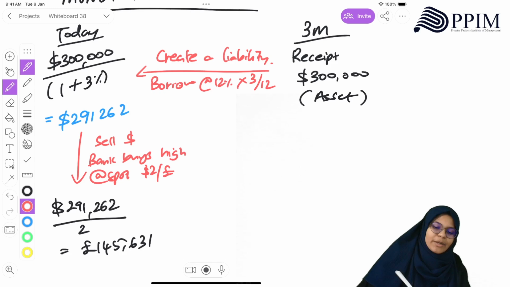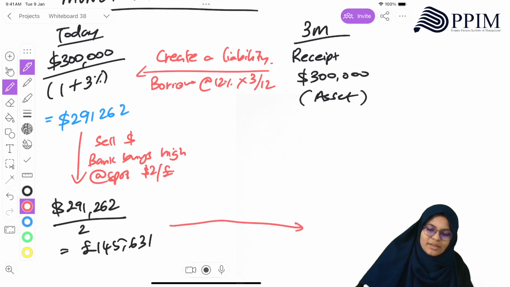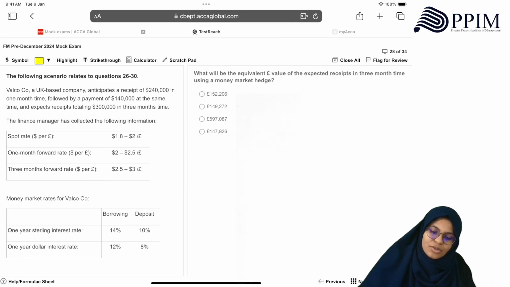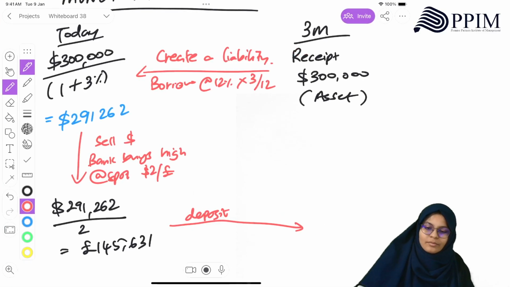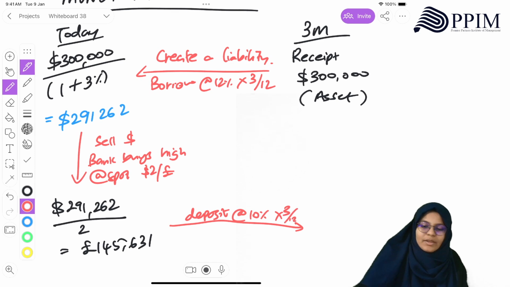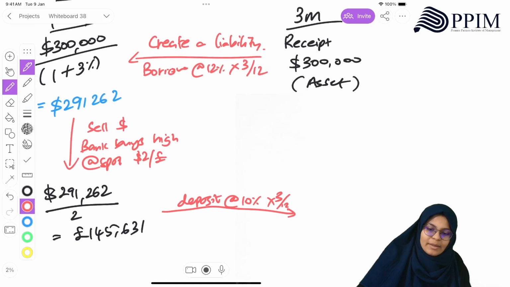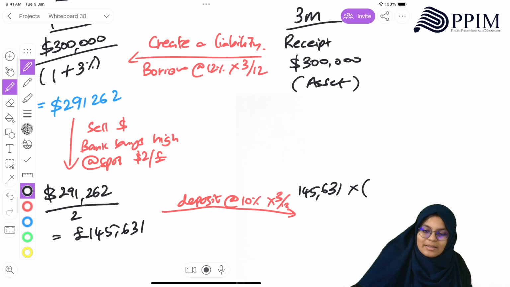Okay. So now what do I do? I will go and deposit this. So pounds, so get the deposit rate, right? So 1 year sterling deposit rate is 10%. So at 10%, but careful, into 3 over 12. Okay. So then finally, in 3 months, I will end up having in my account 145,631 plus the interest, right? So 1 plus 3 over 12 into 10% is, we're talking about 2.5%.